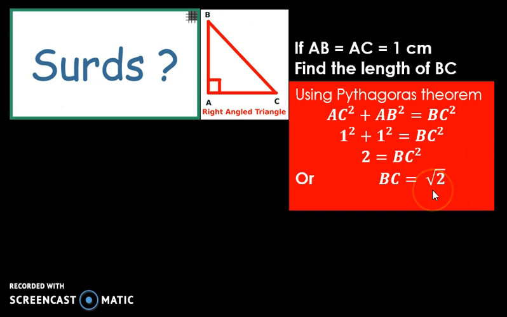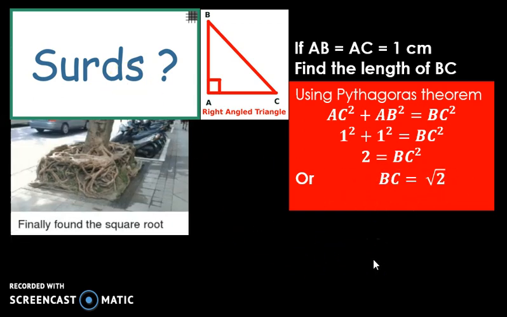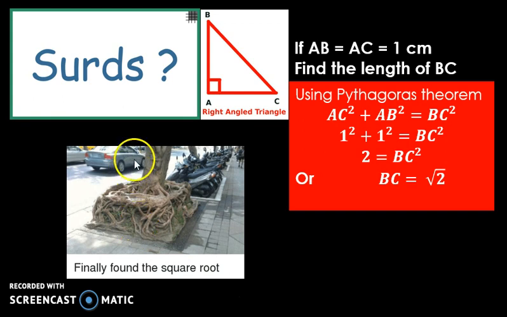But the condition for today is there is no calculator. So we are not going to use a calculator. So we don't know the exact value of square root 2. Because if you remember, 2 is a prime number and the square root of 2 will be an irrational number. So irrational numbers are non-terminating and non-repeating decimals. Okay, so this will give you some idea about surds. So here finally we found the square root, the squared and the root.